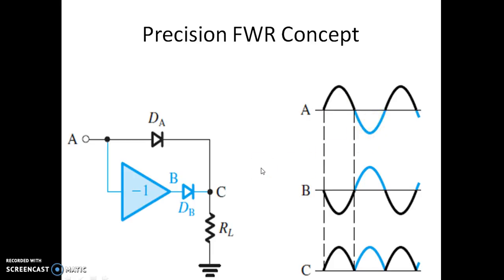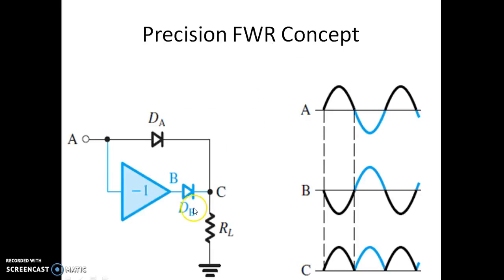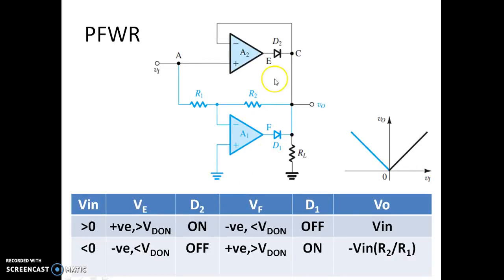So this concept can be realized using super diodes and an inverting amplifier. That's what is given here, as you can see. This is the input voltage. Now this represents the super diode which was represented by dA. We have A2 and D2 forming that super diode, and this inverting amplifier and D1 forming the dB of the conceptual circuit.